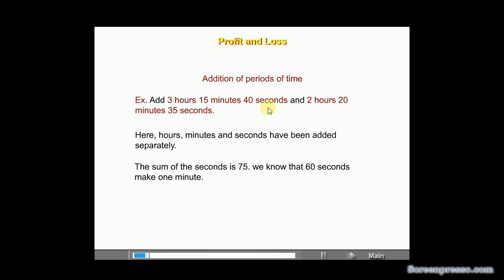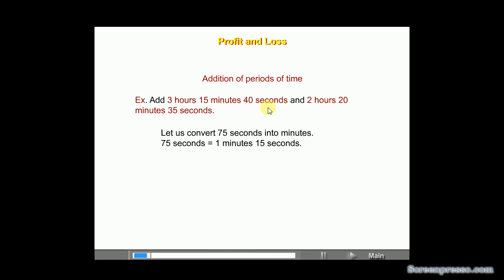We know that 60 seconds makes 1 minute. Let us convert 75 seconds into minutes. 75 seconds is equal to 1 minute and 15 seconds. Let us add this 1 minute to the sum of the minutes, that is 35 minutes. So we get 36 minutes.